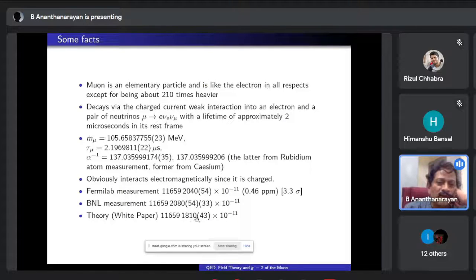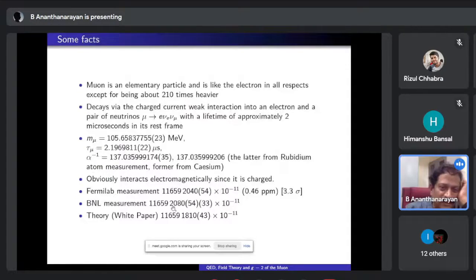And the theoretical value is also known to very high precision, and these two don't agree with each other. That's the real problem. Look at these numbers: 2040 with an uncertainty of 54, whereas here it's 1810 with an uncertainty of 43. So you see these two numbers do not agree with each other within the errors, and that is the reason why this is such an interesting and important experiment.